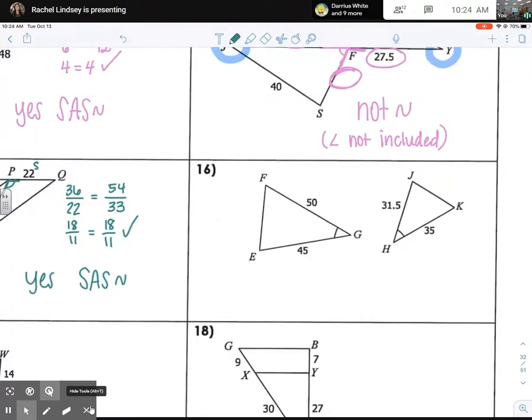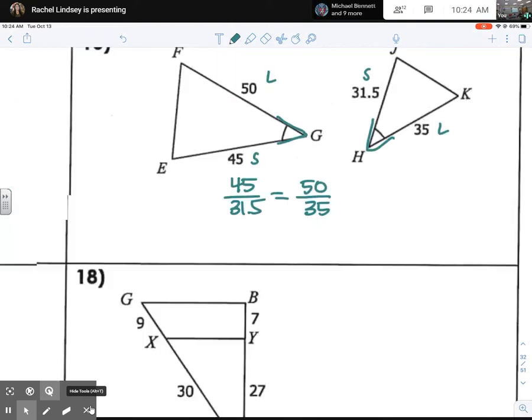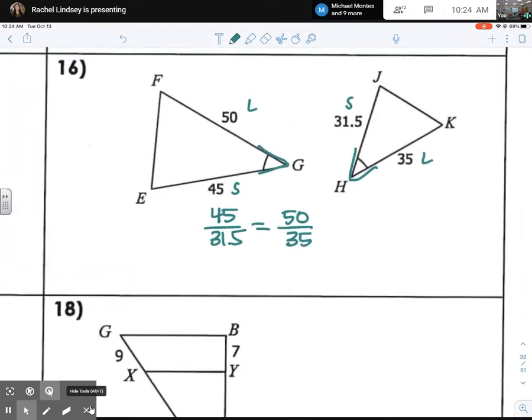Okay, I've got an angle at G and H, so I have two angles, need their sides that connect them. So I have a small and a large, a small and a large. So 45 over 31.5, you could do 31.5 over 45. And then 50 over 35. So you could flip those completely and do them the same way. You'll just have an upside down fraction compared to what I get here.